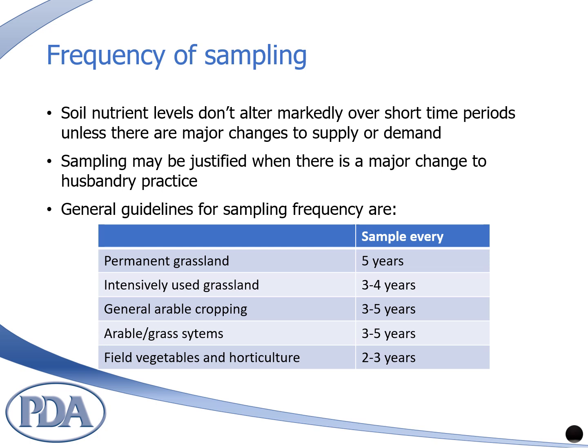Permanent grass, every 5 years. Intensively used grassland, 3 to 4 years. General arable cropping, 3 to 5 years. Arable grass systems, every 3 to 5 years. And field vegetables and horticulture, every 2 to 3 years.